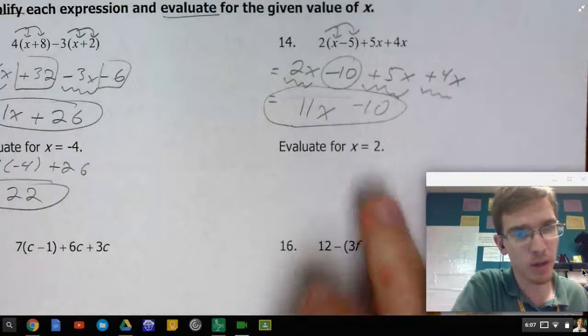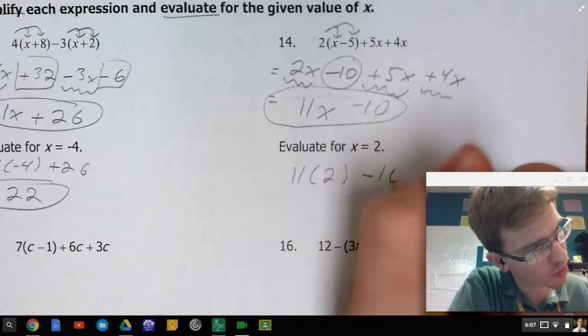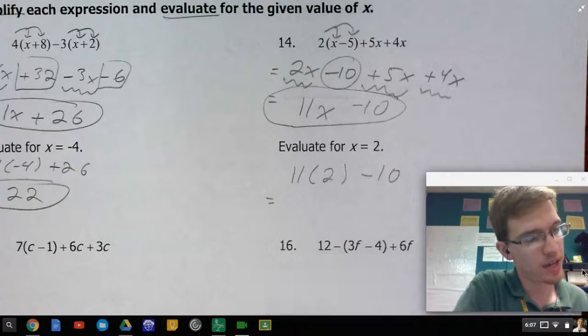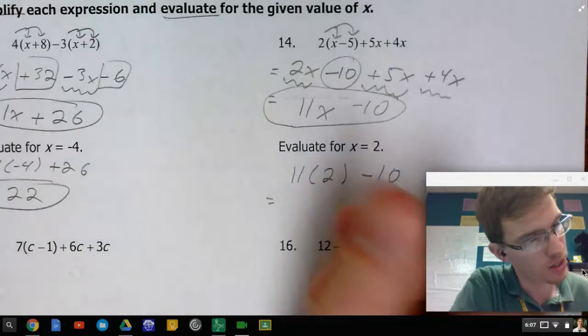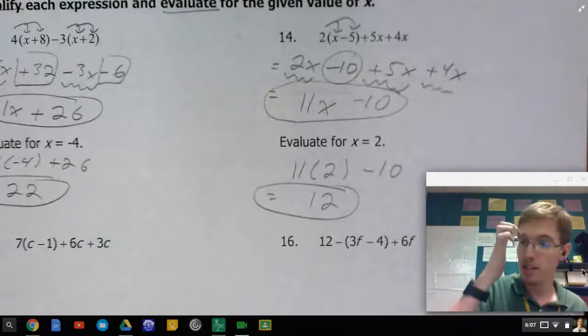Next we have to evaluate for x equals 2. So 11 times 2 minus 10, we're going to replace x with 2. That's what that means. So that is 22 minus 10 is 12. So our two answers are 11x minus 10 and 12.